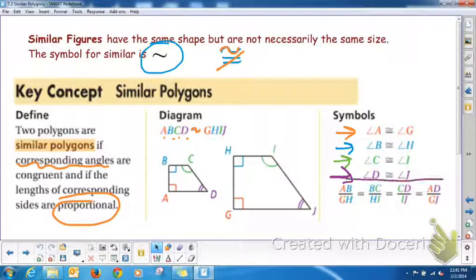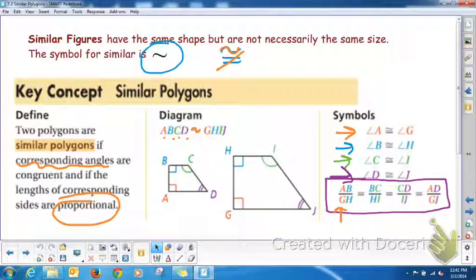This is the important part, the ratio of their sides. We learned yesterday about extended ratios. There are 4 sides, so we're going to have 4 ratios. So it's going to be a really long proportion. So notice AB is over GH. They're corresponding sides, just like we did with congruent figures. A matches to G and B matches to H. So A is over G and B is over H.